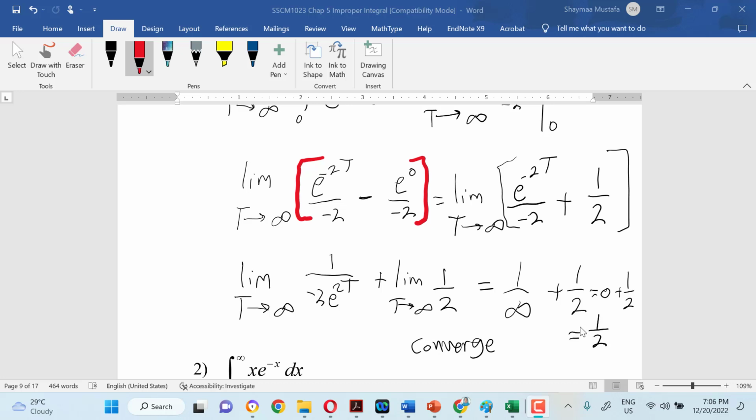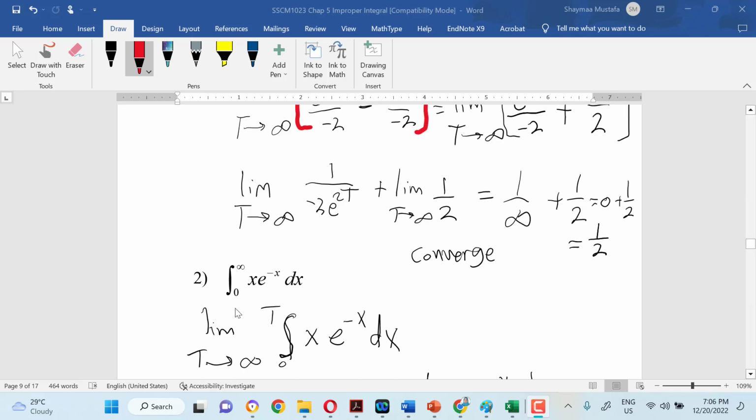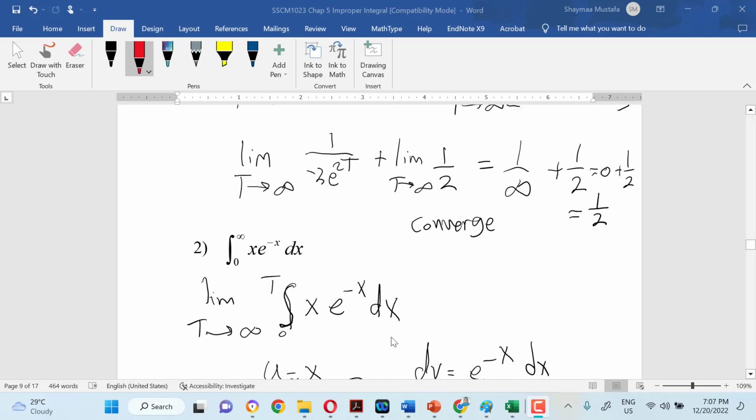If the limit goes to infinity, then the integral diverges. Here in this example, the problem is at infinity, so this is an improper integral with a problem on the upper boundary. The upper boundary infinity will be replaced by any variable t, and we take the limit when t goes to infinity of the integral of x exponential minus x dx.